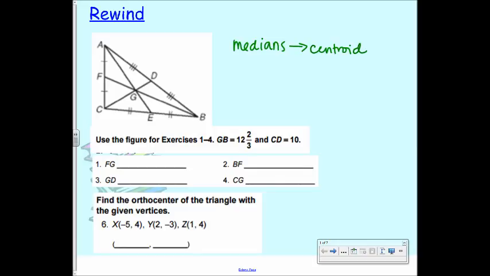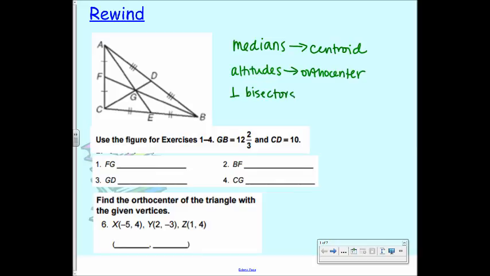The altitudes meet at the orthocenter. I'm not just writing this up here for my health, guys. You need to know these. There will be 4 questions on your test. They should be the easy ones. Don't get them wrong.